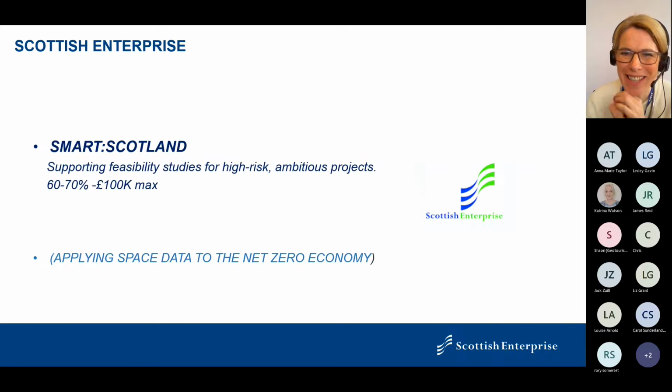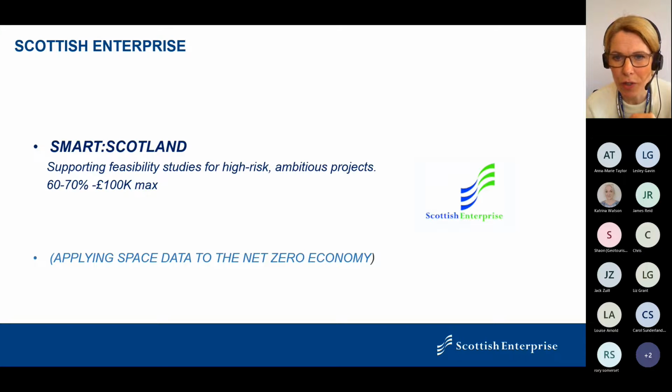Moving on, Ashley, please. Our focus is really looking at funding external to Scottish Enterprise, casting the net wide, if you like. But there are opportunities within Scottish Enterprise as well. In brackets there, I've got the applying for space data to the net zero economy competition, which closed yesterday, I believe. I'm hoping that some of the companies on the call today may have applied to that. But we also have our Smart Scotland feasibility funding, which is aimed at high risk, ambitious projects.